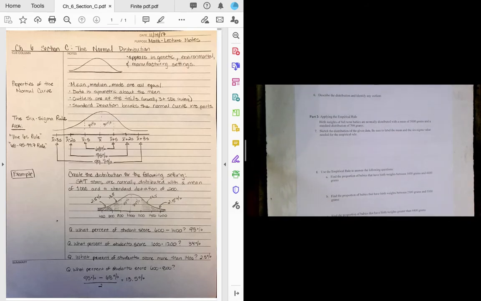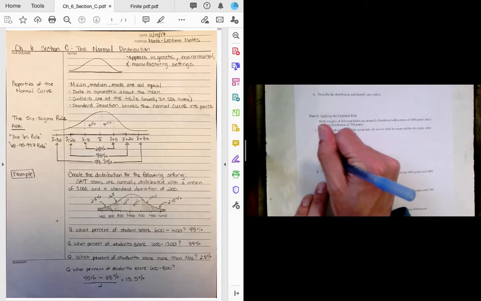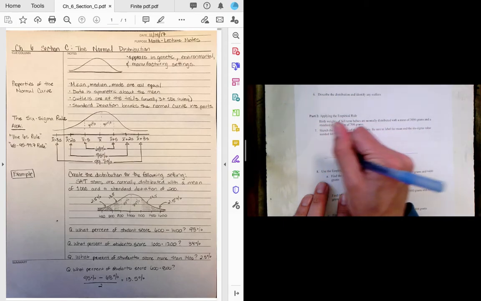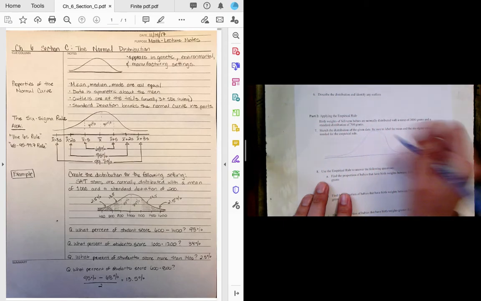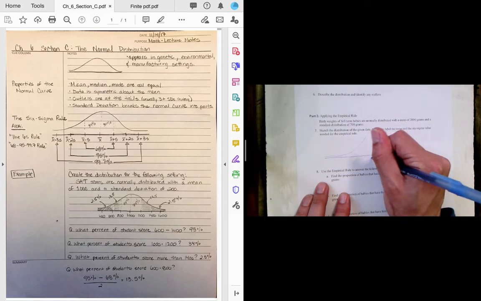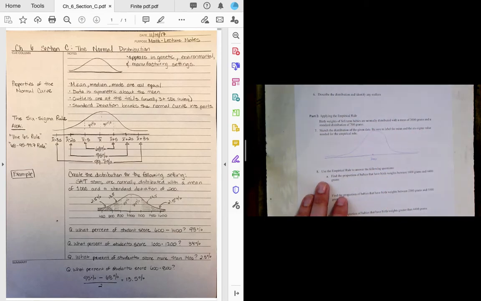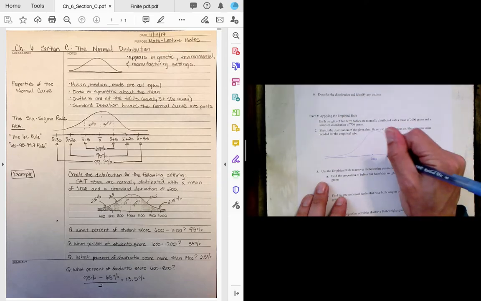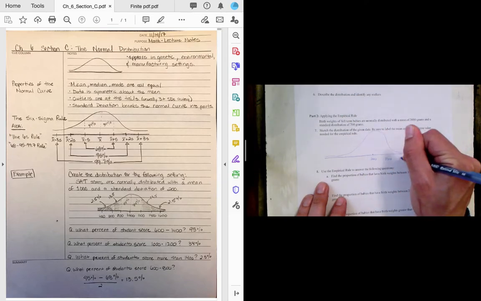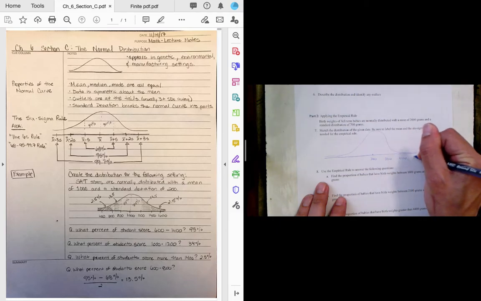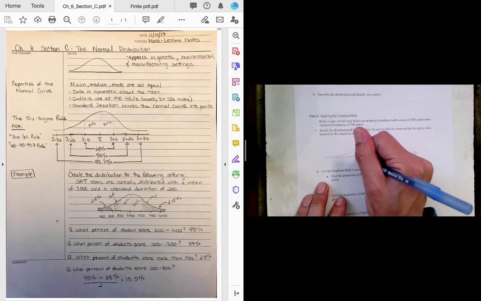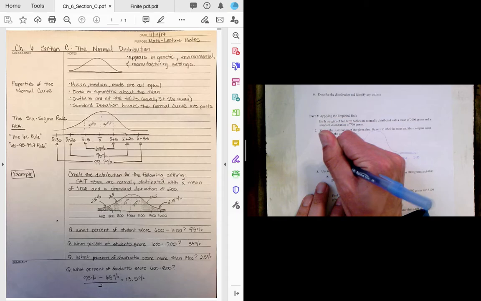Part 2 is the application of what we just did in lecture, which is all of the empirical rule or Six Sigma rules. Here it tells us that the babies are normally distributed with a mean of 3,000 grams and a standard deviation of 700. So sketching the distribution should be pretty familiar at this point. You should have 3,000 in the middle, and then as you go to the right, adding 700: 3,700, 4,400, 5,100. And as you go to the left, subtracting 700: 2,300, 1,600, 900.